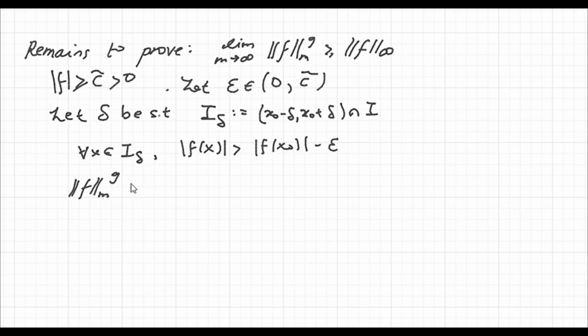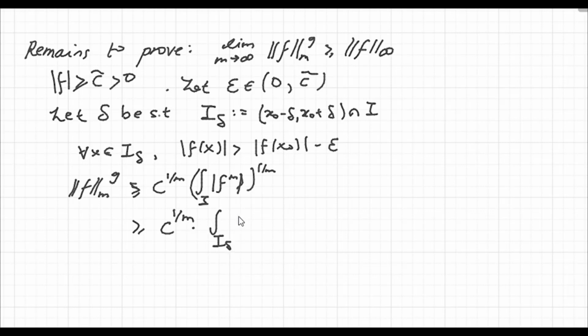the norm of f. We know that this is bigger than or equal to little c to the 1 over m from before, times the integral on I of f to the m raised to the power of 1 over m. Cool, but this is obviously going to be bigger than or equal to this little c to the 1 over m times, keep everything the same except this I, I'm going to change to I delta, of f to the m to the power of 1 over m.